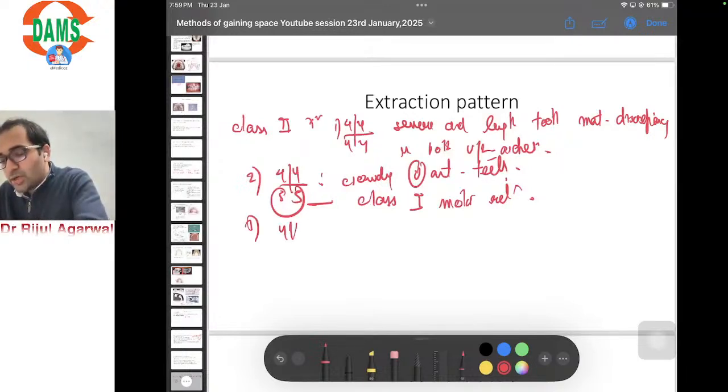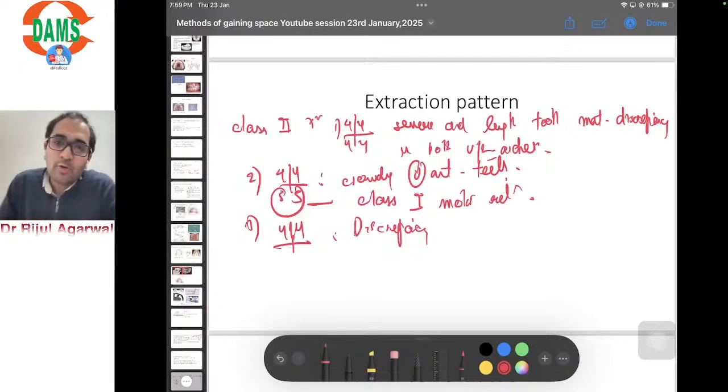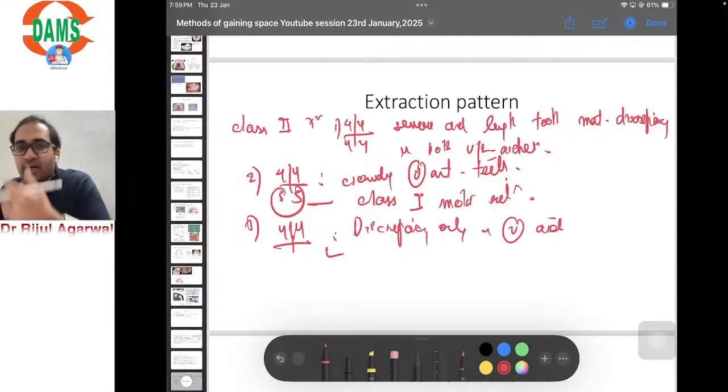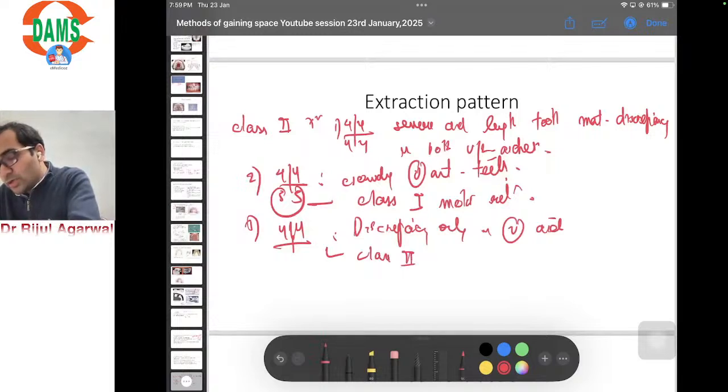Third scenario, only upper 4 for extraction. So there is discrepancy, and this discrepancy can also be in the form of proclination as well. Okay, so there is discrepancy only in upper arch. So what will we do in this case? We'll just extract upper 4. So what we will have is a class 2 molar relation, the end scenario, and class 1 canine.